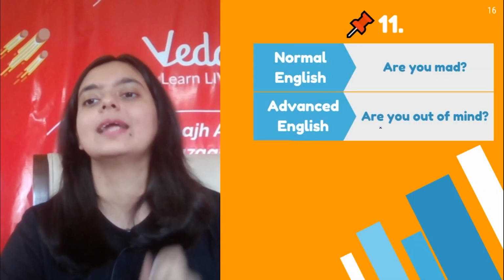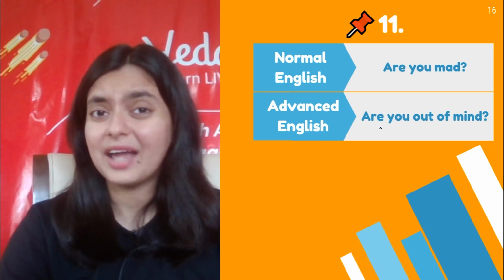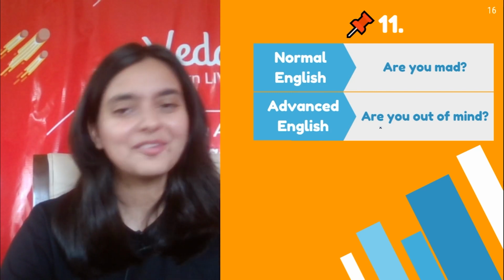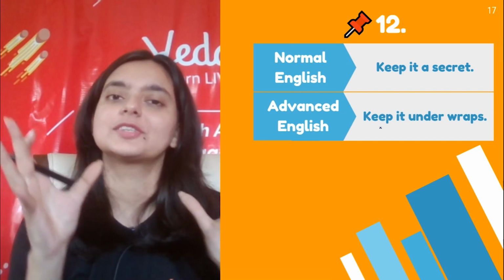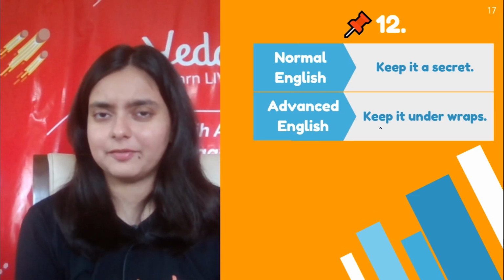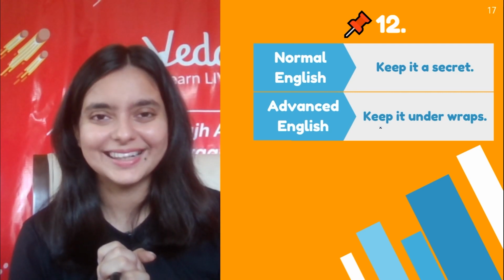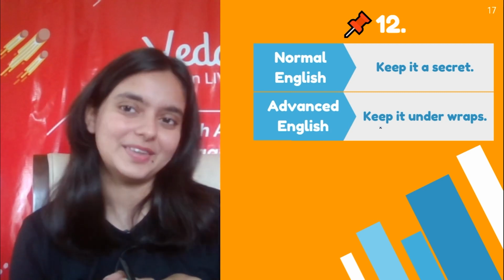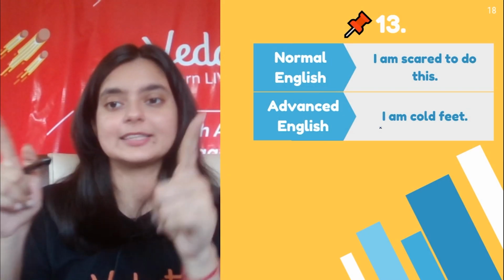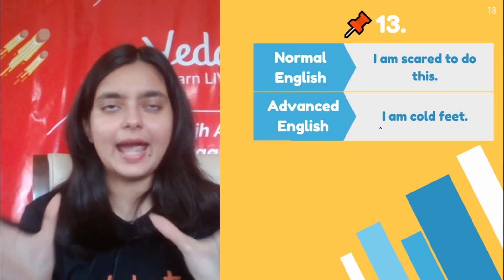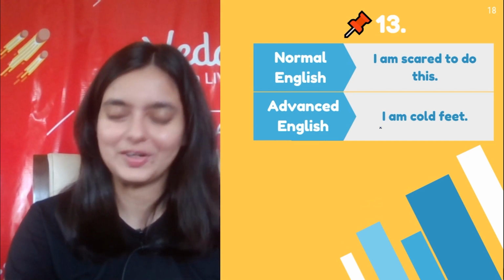The 11th one, are you mad? Instead of saying are you mad, which sounds quite harsh, are you out of your mind? Yes, that works, right? The next one is keep it a secret. So instead of saying plainly keep it a secret, which sounds quite normal and boring, you can use keep it under wraps. That sounds very interesting. Don't you think so? The next one, guys, I'm scared to do this. This is very interesting. Instead of saying I'm scared to do this, you can say I'm getting cold feet. Yes, it works. Try it.